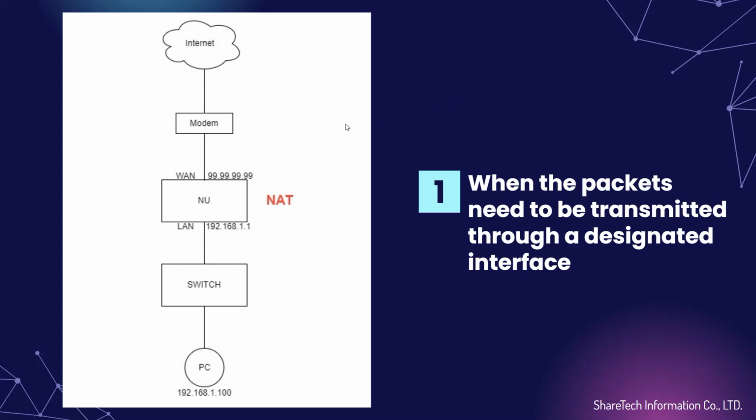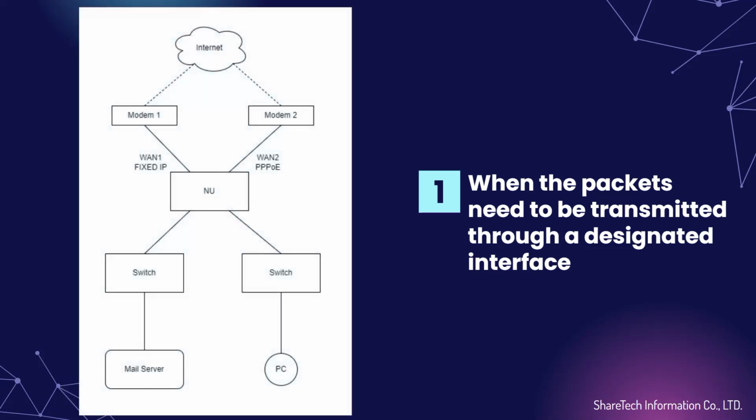The diagram on the left represents that when we need to access the internet, we must transmit through the specified WAN interface. At this point, we can set the WAN interface as a designated gateway.